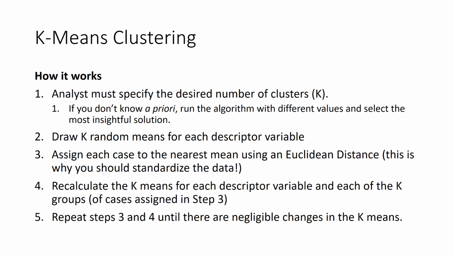So it starts by assigning each case to the nearest mean using Euclidean distance. Then it will recalculate the means within each of the groups, reassign the cases to the nearest mean, recalculate, and cycle between these two steps until there is very little change in the means. And this algorithm is known to converge. Eventually, that is going to happen, and it happens very fast.